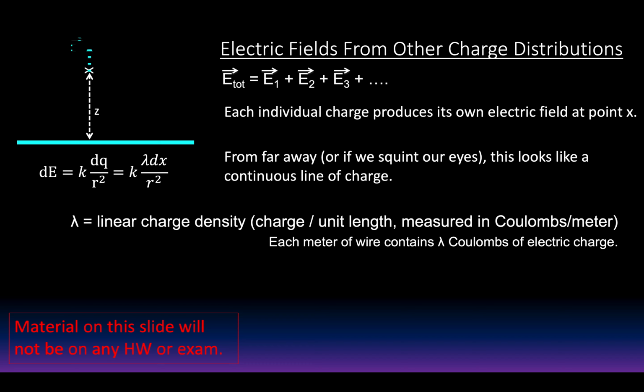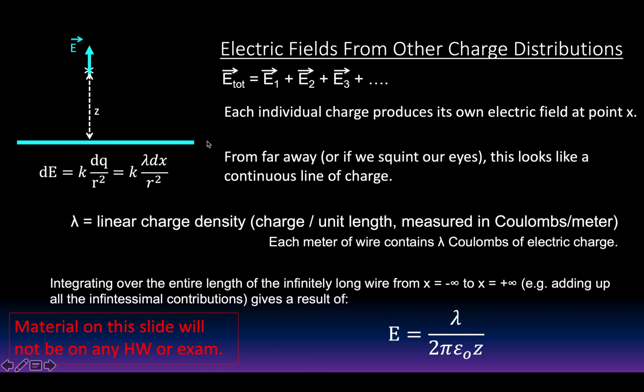And if I integrate from infinitely far to the left to infinitely far to the right, in other words, from x equals negative infinity, infinitely far to the left, to x equals infinity, infinitely far to the right, I'll have to replace r. You could think of r as the hypotenuse of a right triangle. We could find that the electric field created by this infinitely long line of charge could be written as lambda over 2 pi epsilon naught z.